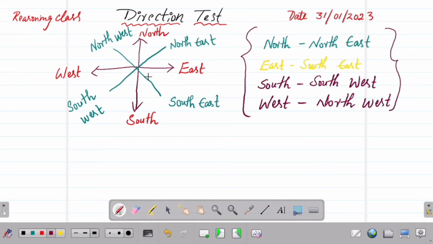Okay, don't confuse. Northeast lies between north and east. Southeast lies between south and east. Southwest lies between south and west. Northwest lies between north and west. Am I clear? Okay, right. So this is a basic thing.